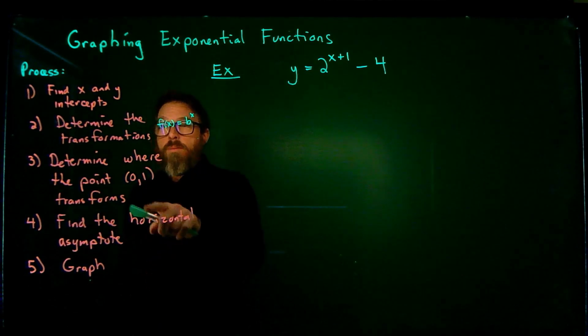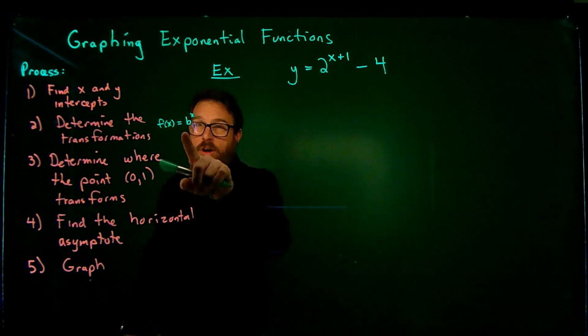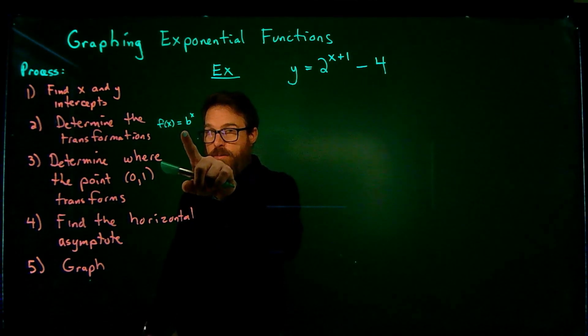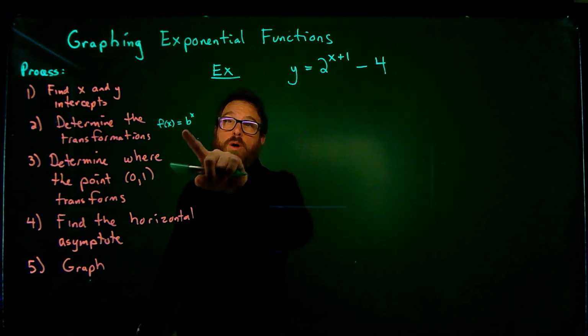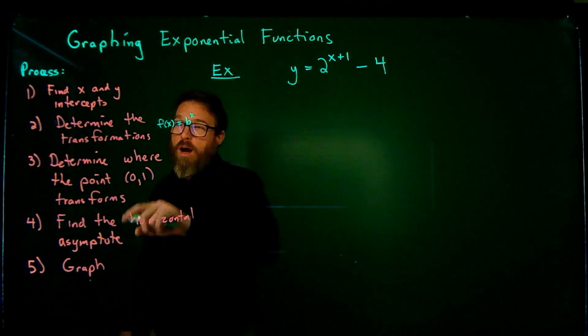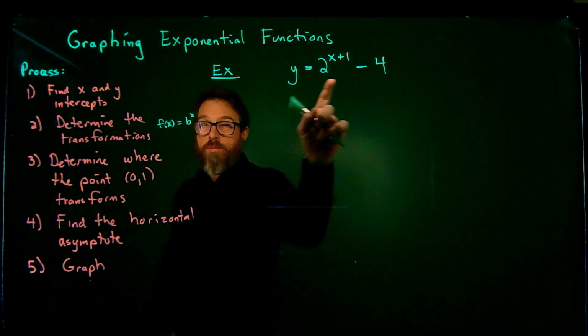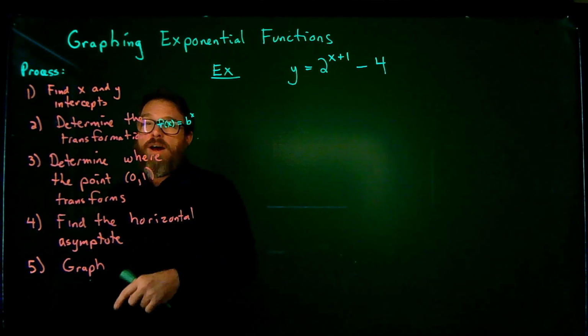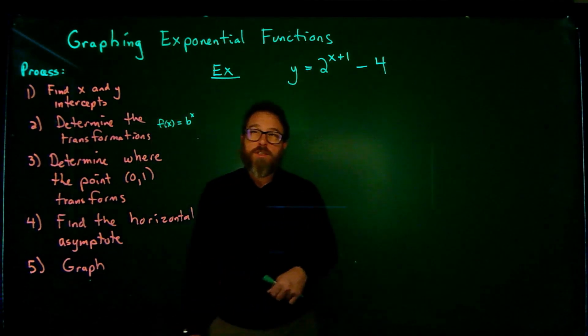Next, we're going to figure out where the point (0, 1) goes, because all exponentials in their parent function form go through the point (0, 1): when you plug in x equals 0, anything to the 0 power is equal to 1. So we're going to determine where that point transforms to through this transformation. We're going to find the horizontal asymptote, and then we're going to finally graph this thing.